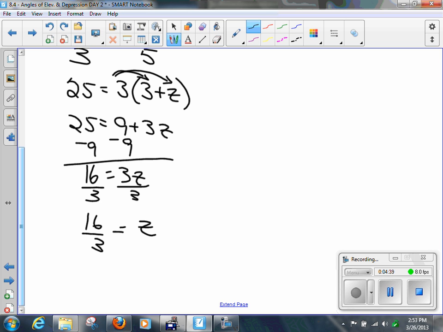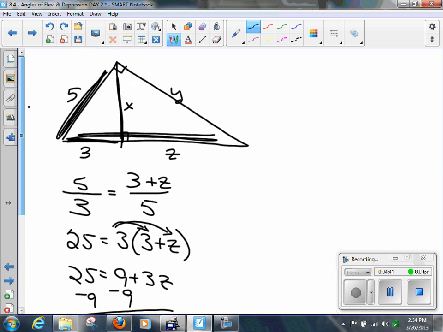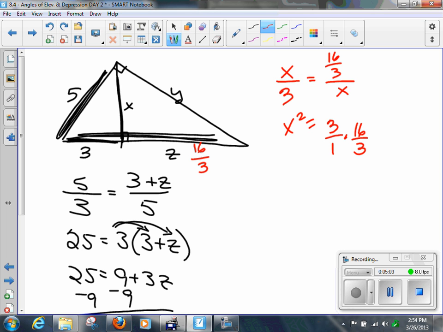All right, now look at the next one. So now we've got, what was that value? 16/3? Now do I have enough information to solve for x? Yes. X is on your diagonals. X squared is equal to 3 over 1 times 16 over 3. You with me? All I'm doing is cross multiplying.